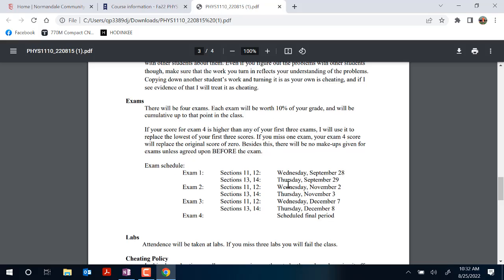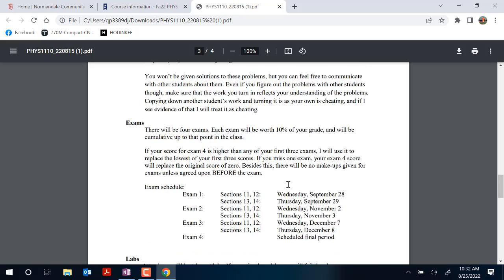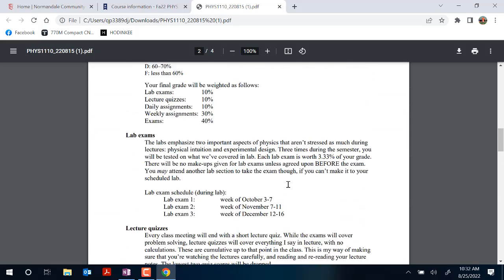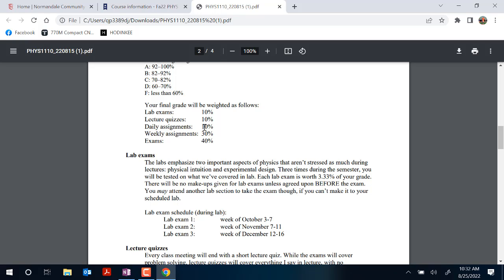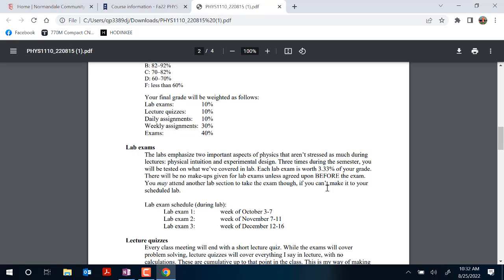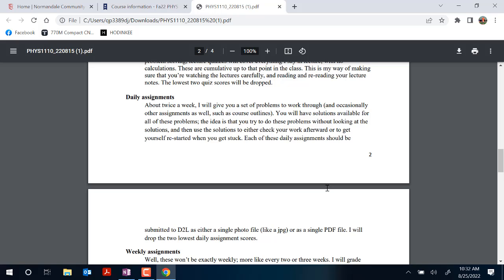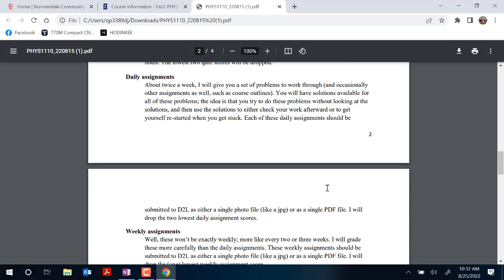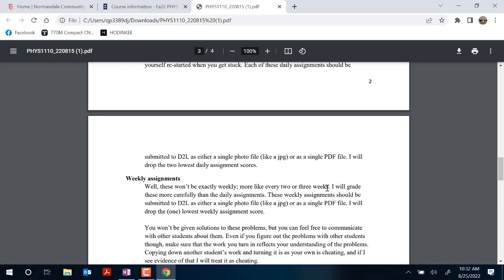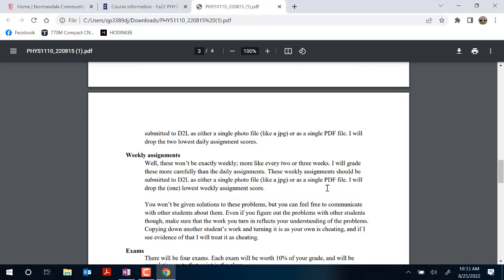Okay, and then, so that's your entire grade. Exams are 40%, weekly assignments 30%, then 10 for the other stuff. So there's no single exam, final, weekly assignment, anything that would just destroy your grade if you do badly on it.